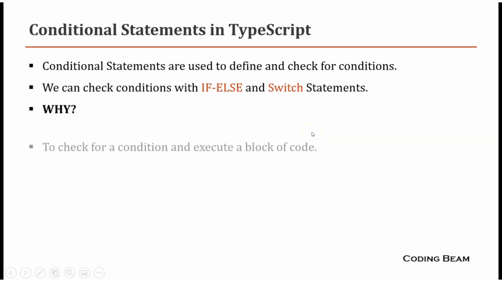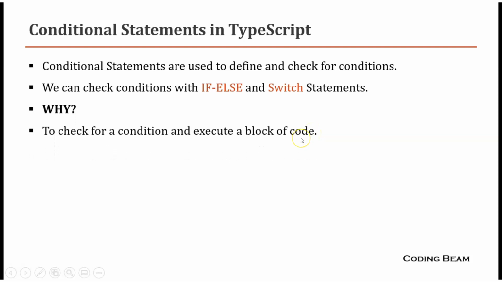And why do we need these statements? To check for a condition and execute a block of code for that condition, we need conditional statements, and they are used for controlling the flow of a program. So now we will go to VS Code to demonstrate the if-else conditions.